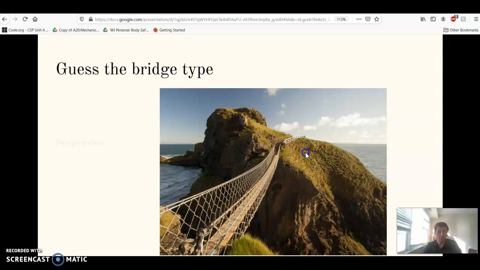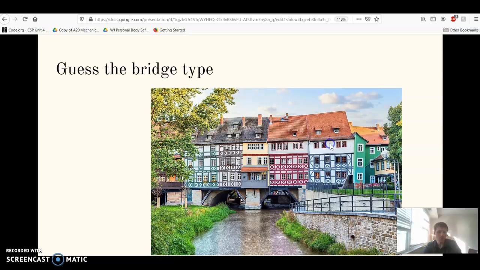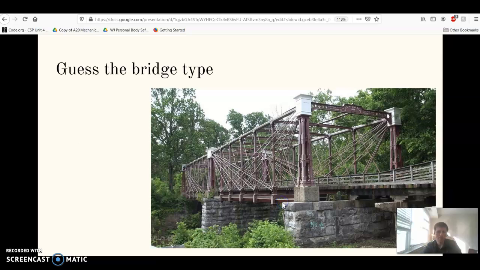You guessed suspension. You're correct. You could have also guessed truss, as these little members here could be said to be a truss, or beam would be pretty close. How about this one? This one's an arch bridge. It's got lots of stuff on top of it, but really the bridge itself is just an arch. This guy here, what do you think?